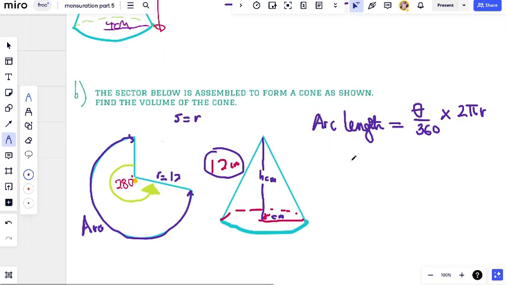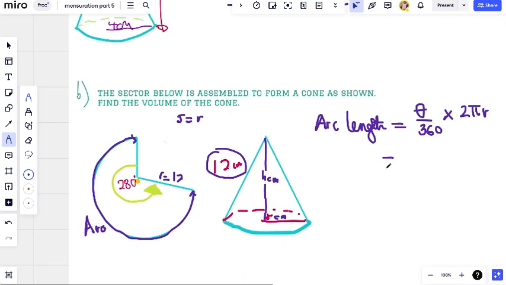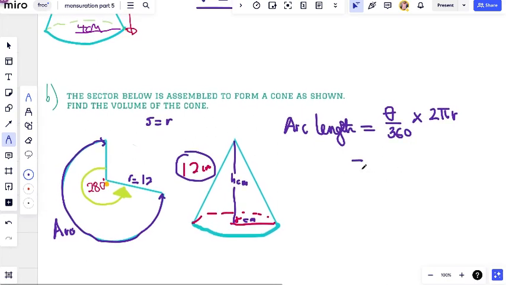So we substitute our value and let's find the arc length. The arc length will be the circumference of this. Once we calculate the circumference, then we'll be able to calculate the radius of this cone. So let's calculate the circumference, which is our arc length. This will be equal to theta, which is 280 degrees, 280 degrees over 360.